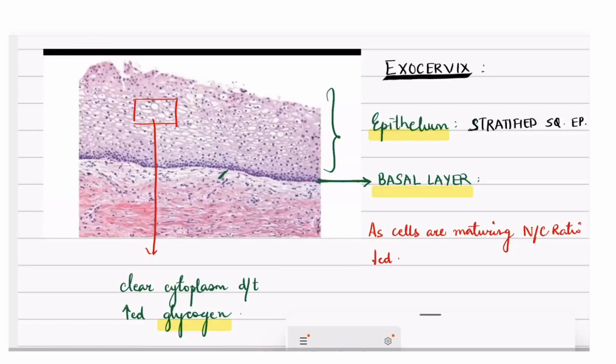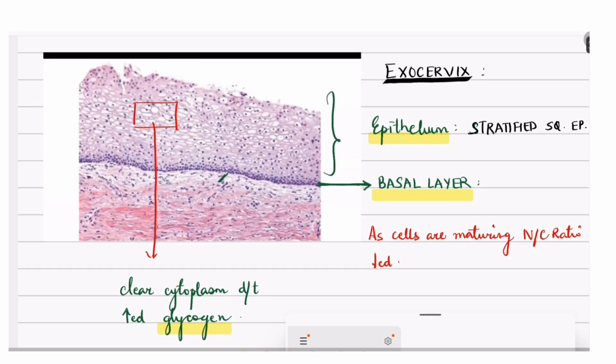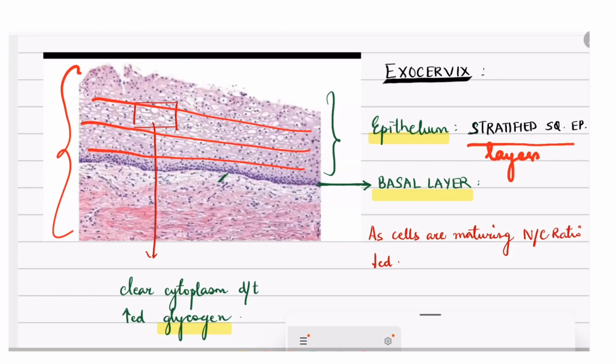With the exocervix and how it will look in a biopsy sample. So as you can see, the epithelium is stratified squamous epithelium. What does stratified mean? Stratified means layers. So you can see layers. This layer is different, this layer is different, this layer is different. And do you see keratinization over it? No, we cannot see any pink amorphous material. So there is no keratinization.